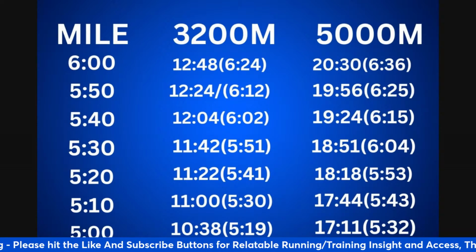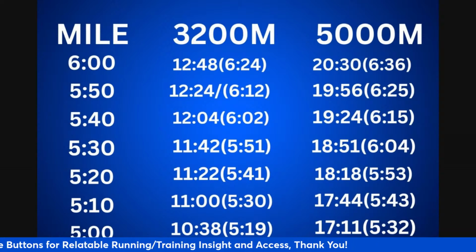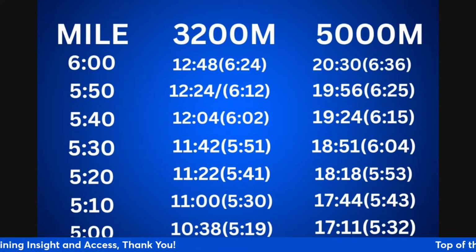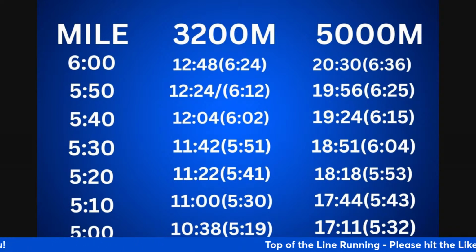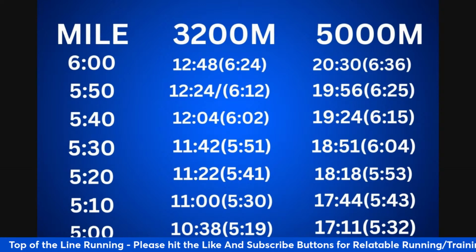If you're at a 5:10 for the mile, you can run about 11 minutes for the 2 mile, or 3,200, 5:30 per mile, or 17:44 for the 5K, which is 5:43 per mile. And then if you're at 5 minutes for the mile, that puts you at about 10:38 for 3,200, 5:19 a mile, and 17:11 for the 5,000, 5:32 per mile.